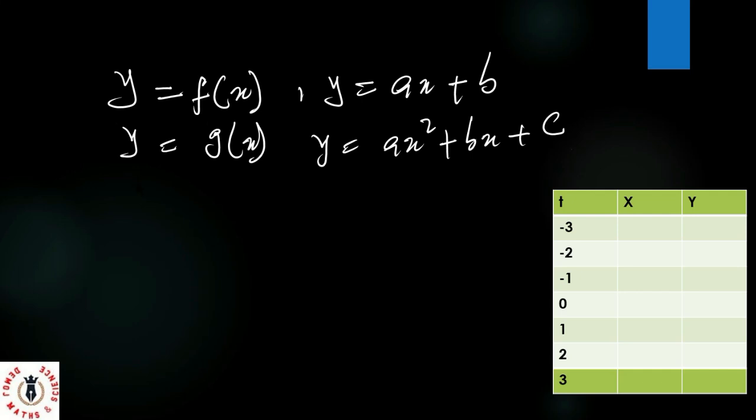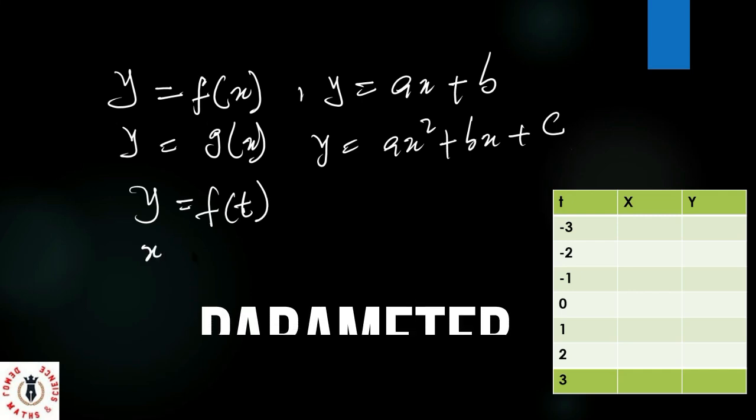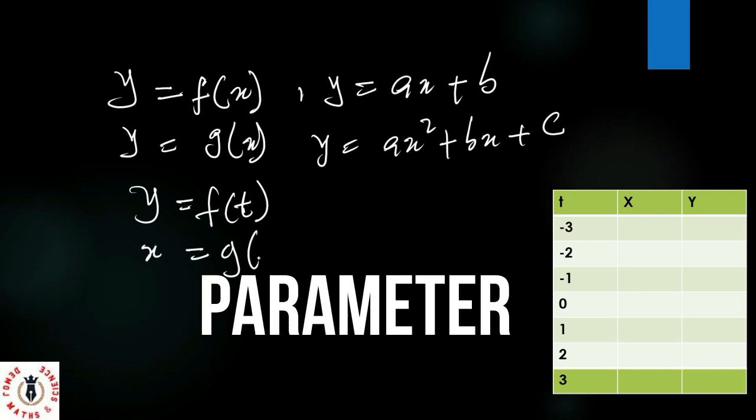Now, there are unique cases where we don't necessarily need to express in terms of y and x, but we can express each of them in terms of a third variable. We can call that third variable t, so that I can have y to be of the form f of t, and I have x to be of the form g of t.